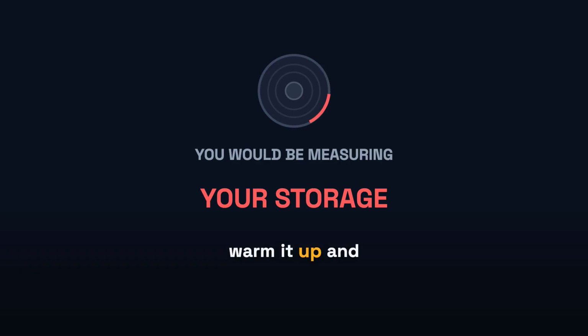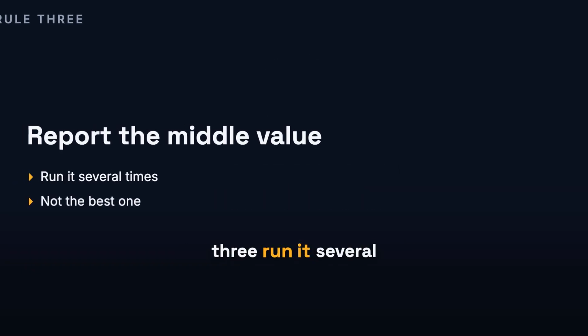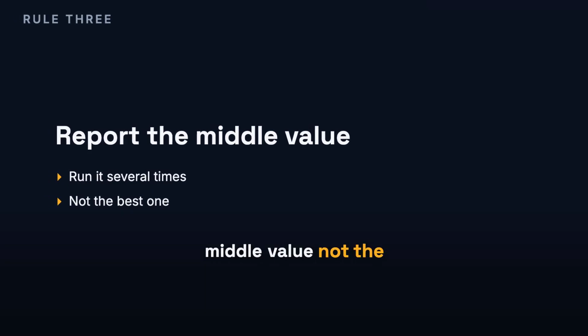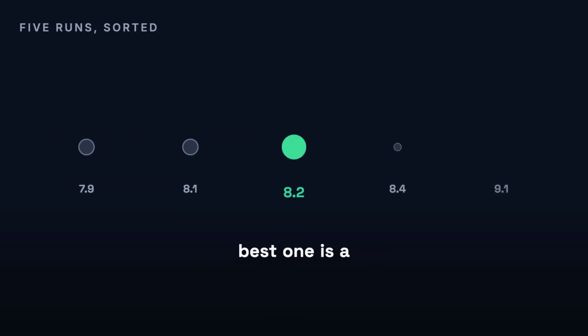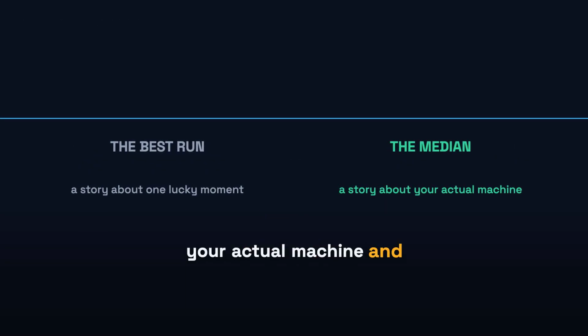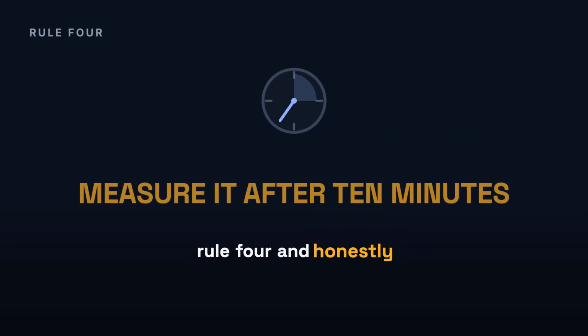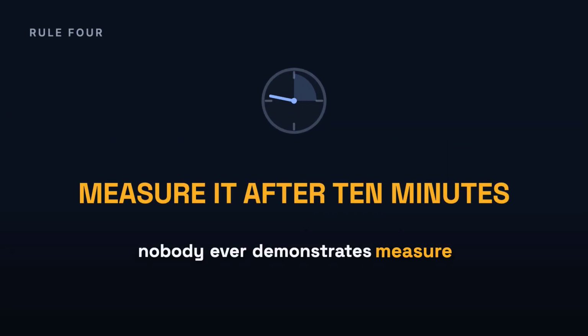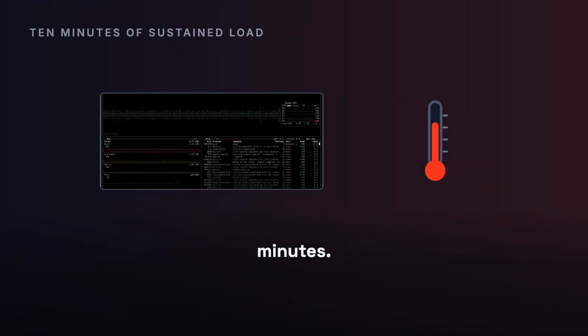Run it once to warm it up and then start measuring. Rule 3, run it several times and report the middle value, not the best one. Because the best one is a story about one lucky moment, and the median is a story about your actual machine. And rule 4, and honestly this is the one nobody ever demonstrates, measure it again after 10 minutes.